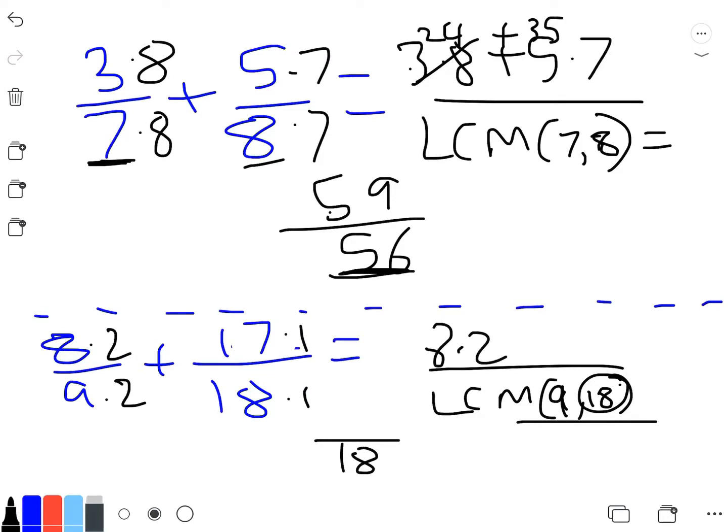So we have 8 times 2 plus 17 times 1. Now, 8 times 2 is just 16. 17 times 1 is just 17. So 16 plus 17, that's 33.